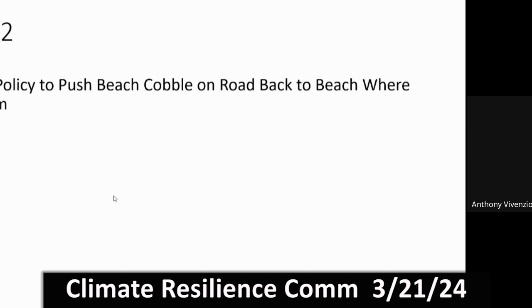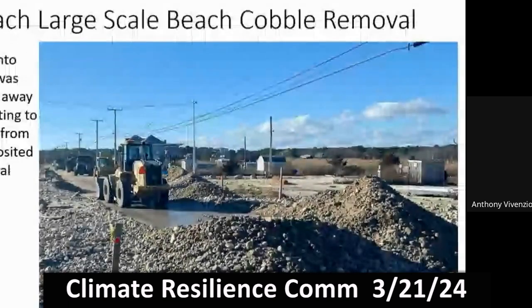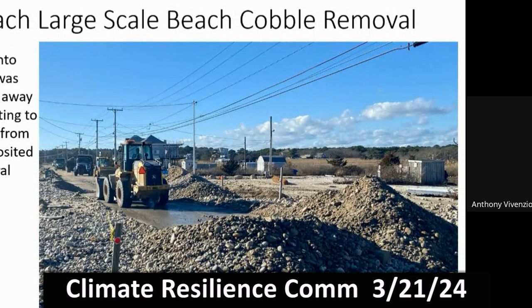That's a motion to implement a policy for the town of Westport to push beach cobble over water onto the road via storms back onto the beach from whence it came. So here we have the example of the cleanup efforts following the end of December 2023 storm. You can see there was a lot of cobble washed onto the road. Here it has been piled by heavy equipment, and there's a line of trucks waiting to basically haul the cobble away from where it was deposited.